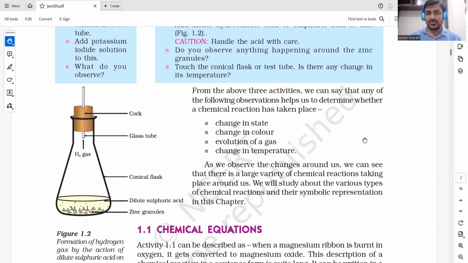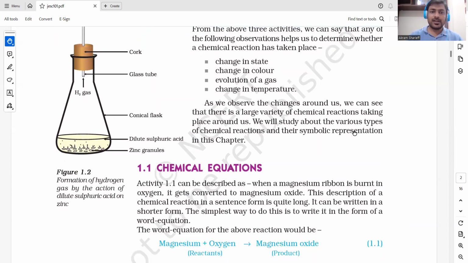We saw that hydrogen gas was evolved. Change in temperature is there. Suddenly you will feel that the flask has cooled down or the flask has got heated up. Okay. And there is some change in color or there is a change in state. As we observe the changes around us, we can say that there is a large variety of chemical reactions taking place around us. We will study the various types of chemical reactions and their symbolic representations in this chapter.